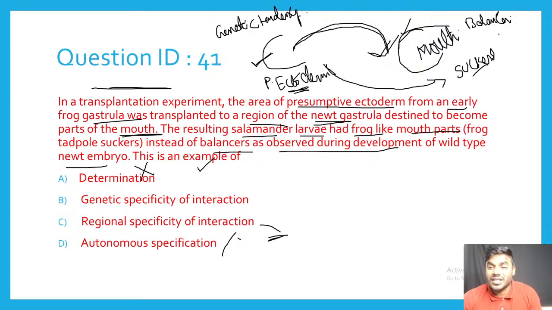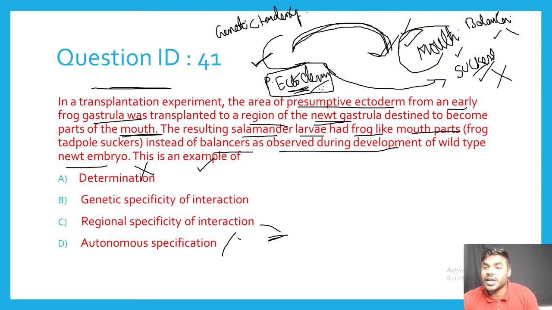Now what we can say is that this will become a regional specification, which means presumptive ectoderm can convert the targeted region into mouth, also into balancer, also into sucker. But what has happened? The presumptive ectoderm can convert the targeted region only into mouth. It cannot convert the targeted region into the sucker. It cannot convert the targeted region into the balancer.